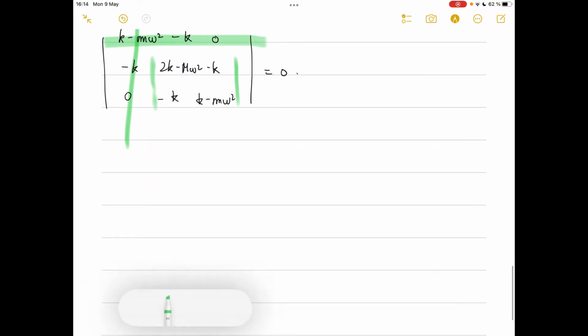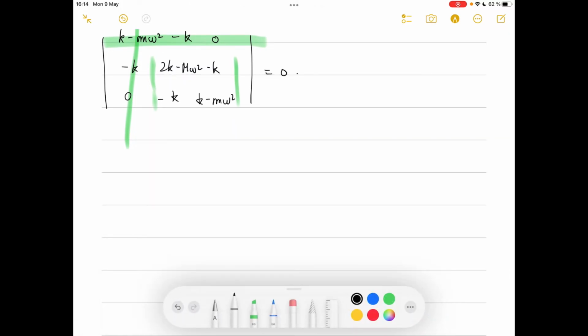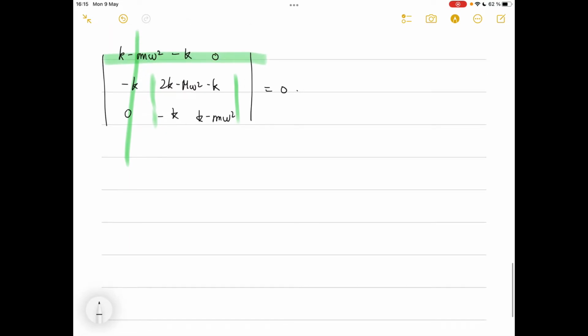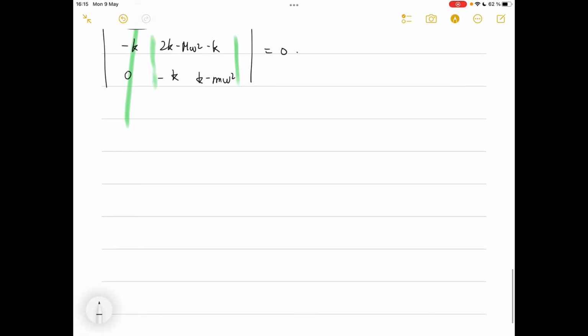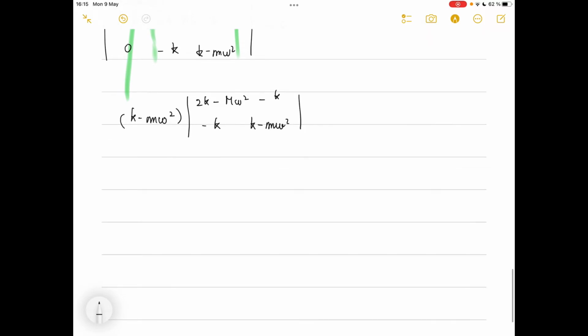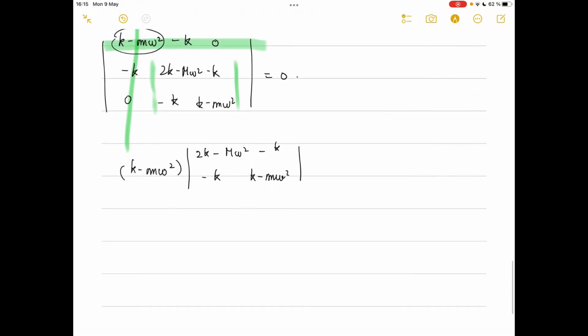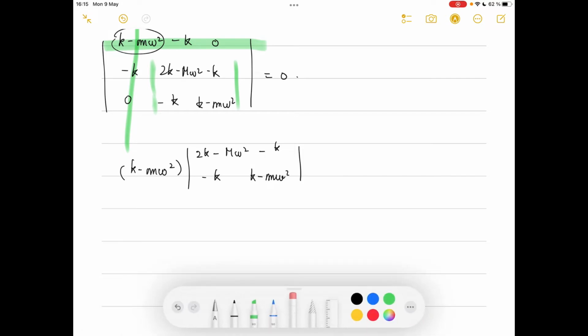So that will become k minus m omega squared times the determinant, which is 2k minus M omega squared times k minus m omega squared, minus k times k. Then the next determinant that we want to evaluate would be the middle one, right?